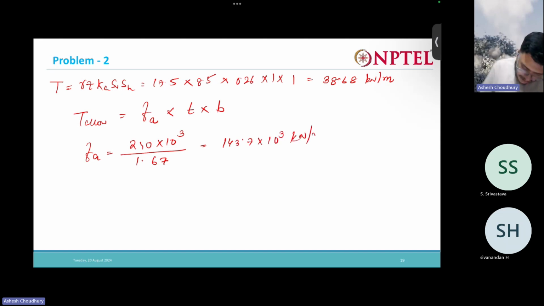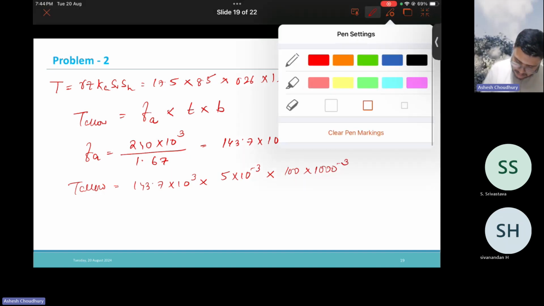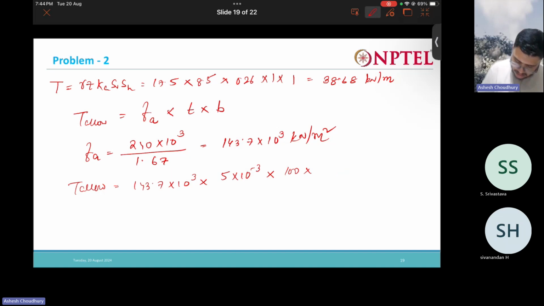3 kilonewton per meter square. So therefore T allowable will be nothing but, what is the thickness? 5 mm. And what is the width? 100 mm. If we calculate this, you will get 72 kilonewton. Now you can see 72 kilonewton per meter is obviously greater than 38.68 kilonewton.